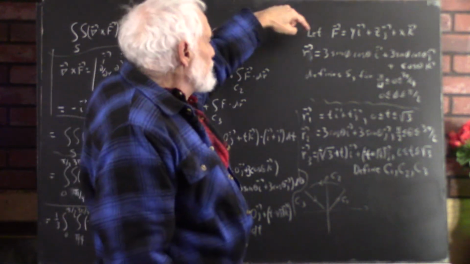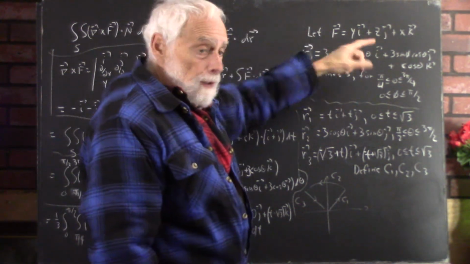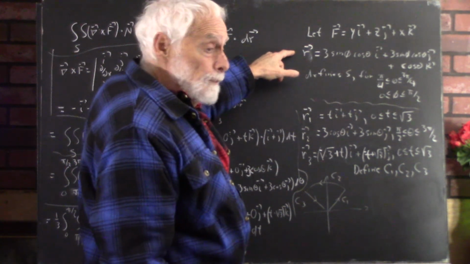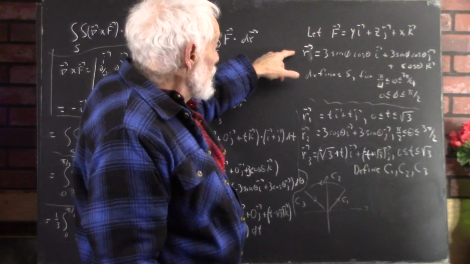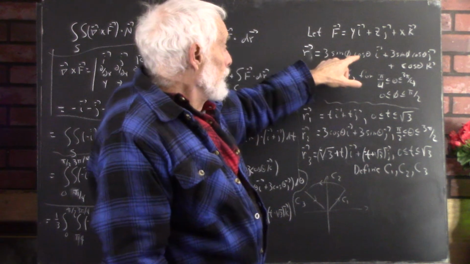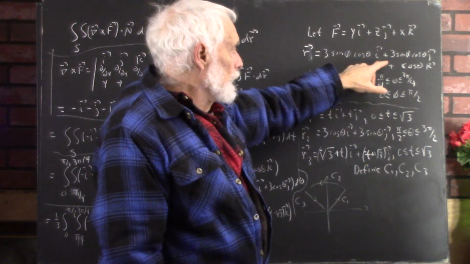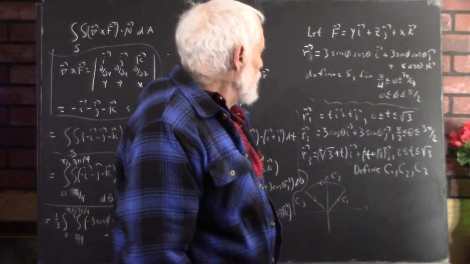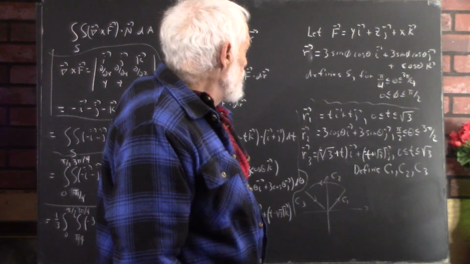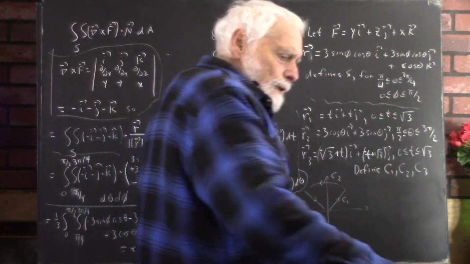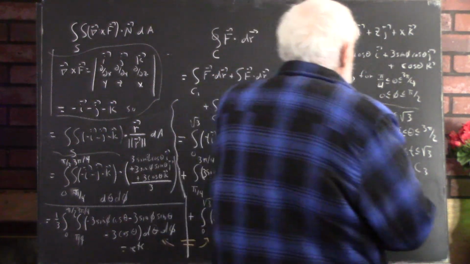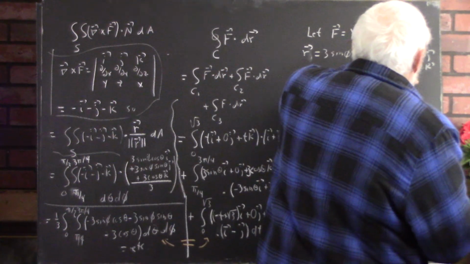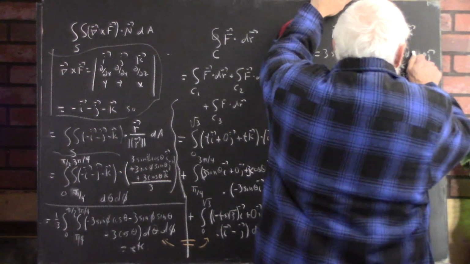Okay. Let's just let f be this, and let r equal 3 sine phi cosine theta i plus 3 sine phi sine theta j. And this cosine here should be a sine. Can you see why that's all we had time for?